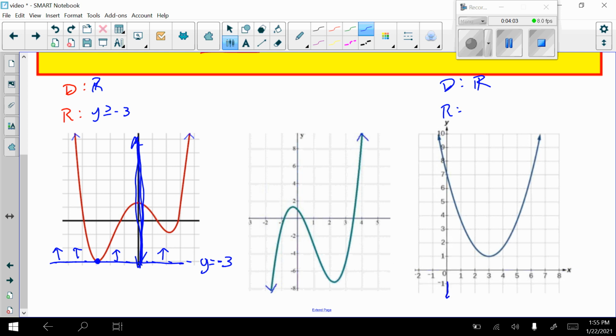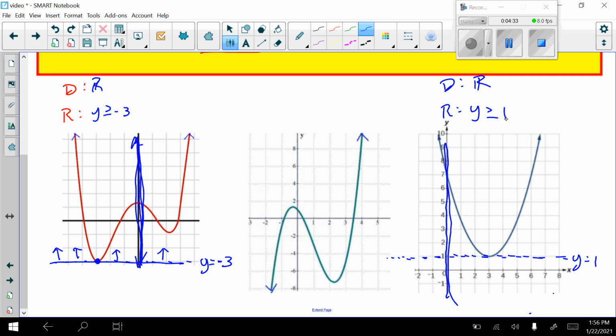Range, looking at the y-axis, moving up and down, I'm asking myself, is there a point where my graph stops? And the answer is yes, right? I stop right there. I don't dip beneath that value on the y-axis, and that's at y equals 1. So again, I've got to say that my range is everything above this line. So I'm going to say all of the y values that are greater than or equal to 1. And there's my range for that graph.